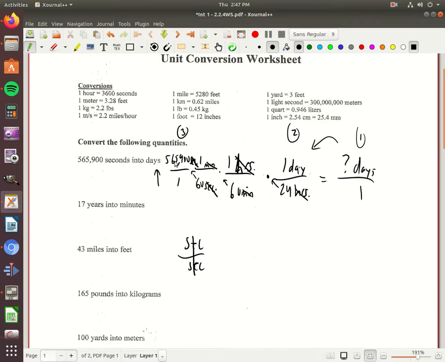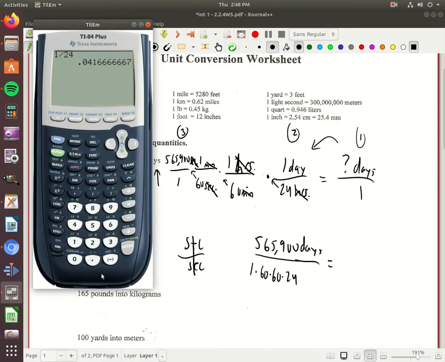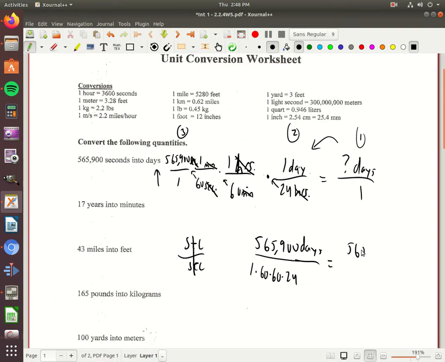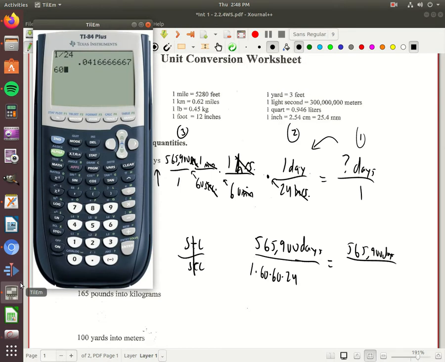Now I'll just multiply the top. 565,900 times 1 times 1 times 1. That gives me 565,900 over, and again, days, because that's what I wanted. Days over 1 times 60 times 60 times 24. So this becomes like a couple different math problems. I multiply the top together, I multiply the bottoms together, and I will grab a calculator and do that. So I already know the top is going to be 565,900 days. I'll divide it by 1 times 60 times 60 times 24, which is 86,400.